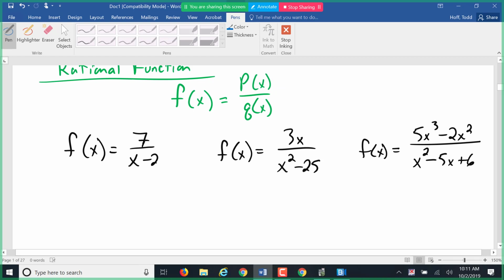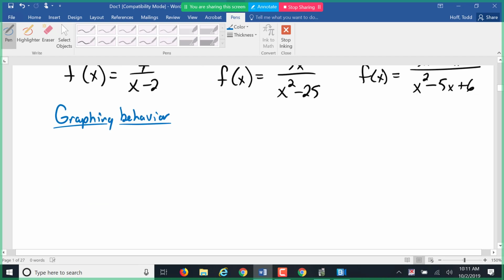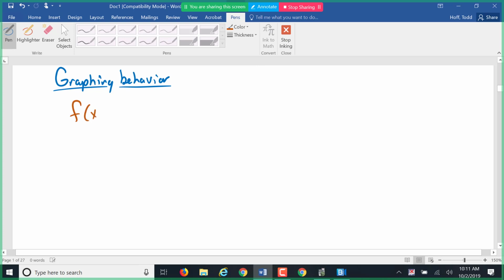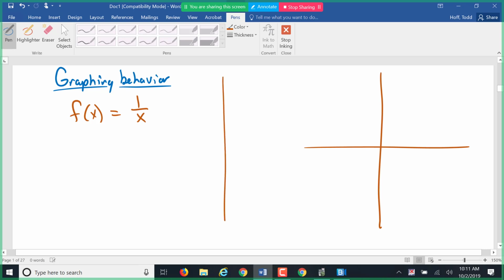So what we want to do is look first of all at the graphing behavior of rational functions. We're going to start out with simple rational functions and work from there. Probably our simplest rational function is f of x equals 1 over x. To graph this, we'll make a table and a graph, with values of x and y.